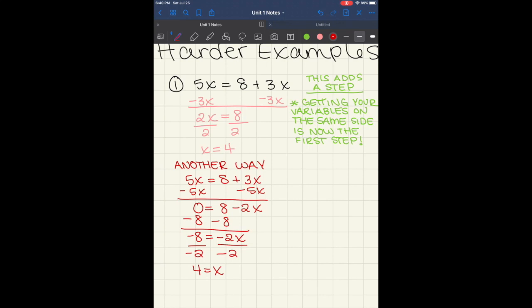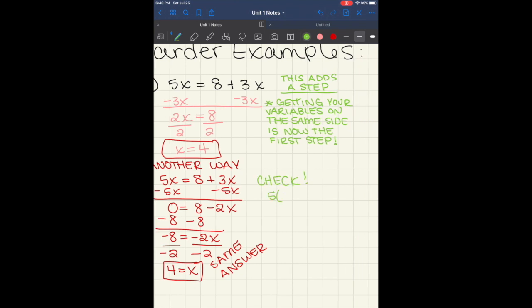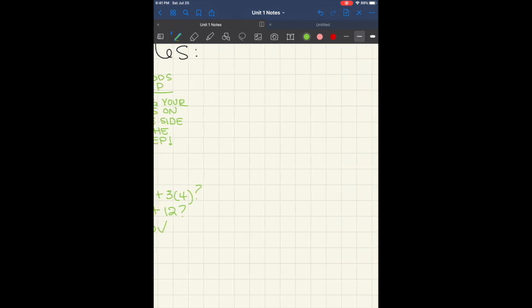So it really doesn't matter which side you move your variables to, as long as you are comfortable solving each way. It is obviously easier to move it to where your variables will be positive or have a positive coefficient. We're plugging 4 back in to check our answer, and we're good to go. Make sure you guys are especially checking your answers as you go.